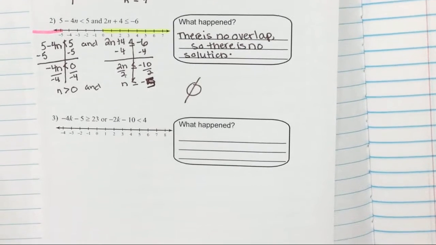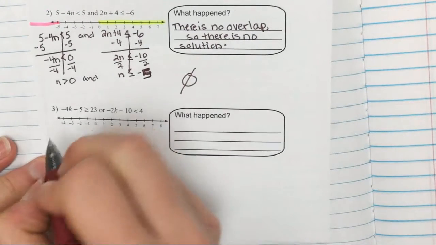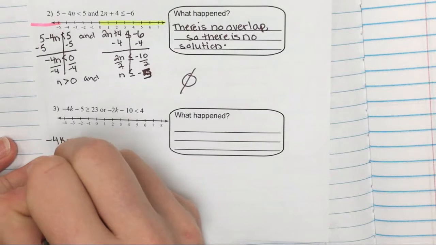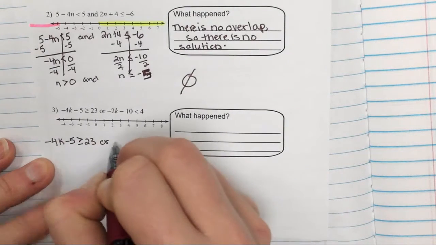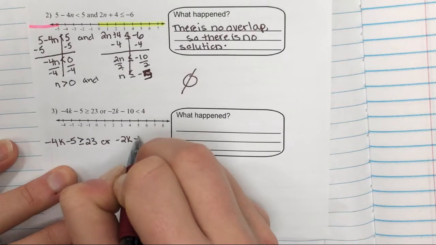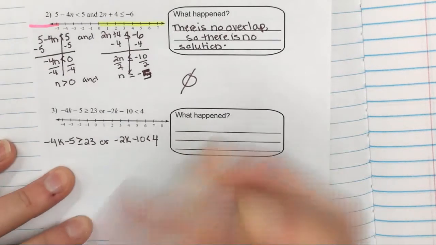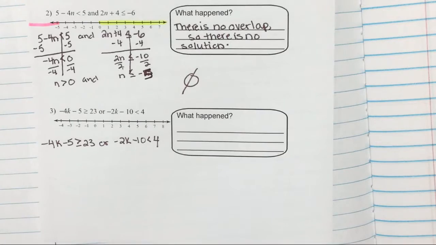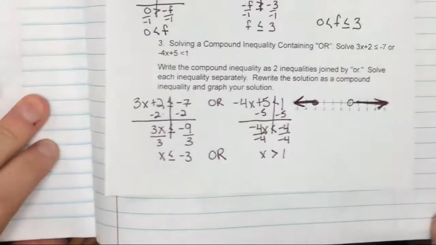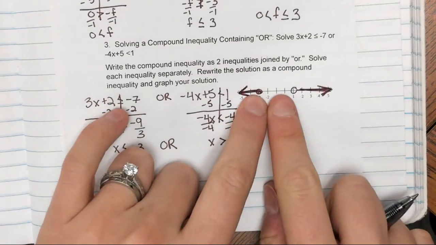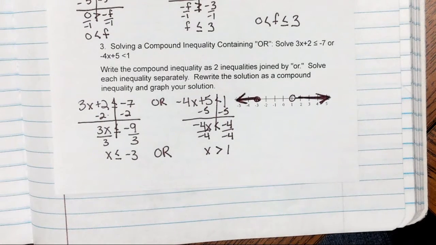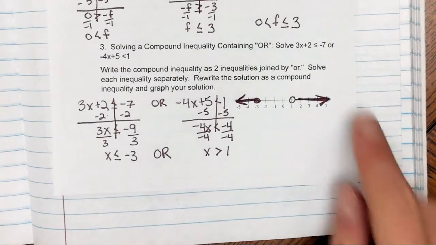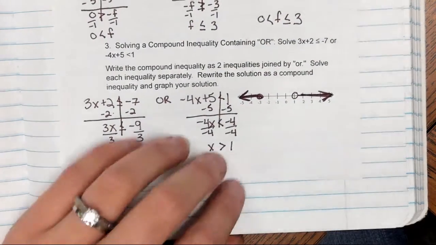All right, last example for some special cases. I have negative 4k minus 5 is greater than or equal to 23, or negative 2k minus 10 is less than 4. This is an or statement, so this one's a little different. Normally when we have an or statement, we're looking for a graph that looks like this. We have two arrows pointed in opposite directions, with a break in the middle. So this is your typical or solution.